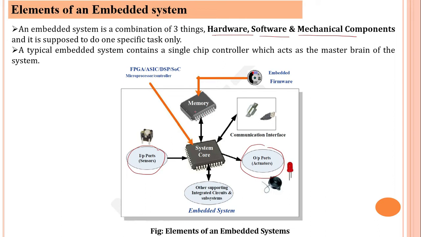Then the memory unit: whatever operation is carried out will be saved in the memory unit. We have different types of memory, primary memory and secondary memory, like RAM, ROM, PROM, EPROM, flash memory. Other devices will be communicated through communication interfaces like USB and parallel interface. Through that, we can communicate with output devices that are connected to the system core by using the communication interface.